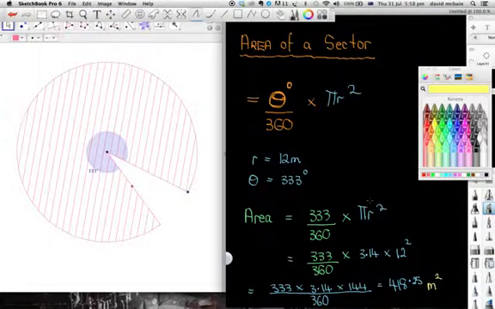So that's how we work out the area of any fraction of a circle that we want, any sector that we want. Remember, a sector is a fraction of a circle, a part of a circle. Okay, that concludes our lesson on sectors.